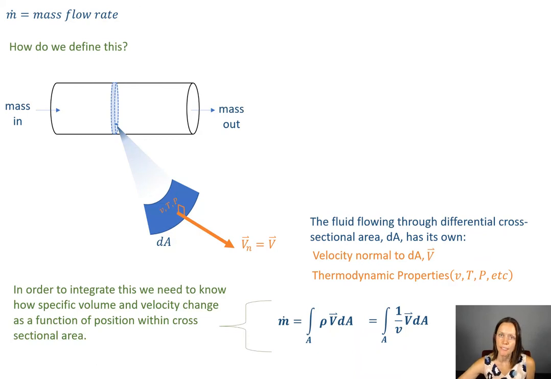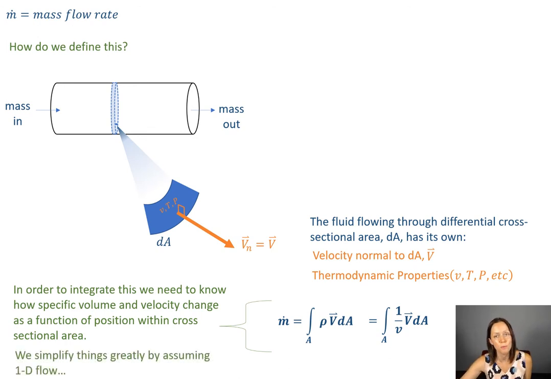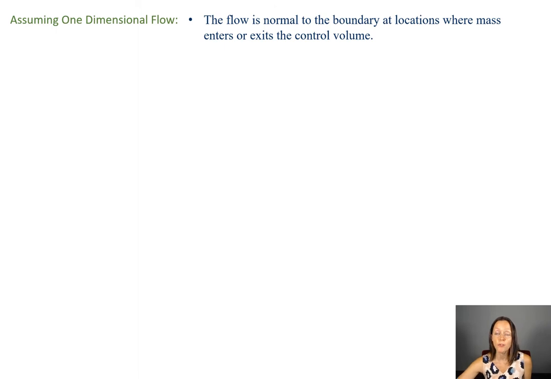And in order to integrate, in order to calculate m dot, we need to know how the specific volume and how the velocity change across that cross-sectional area. We have to be able to do that. And we can simplify this equation greatly by just assuming one-dimensional flow. Well, what does that mean? Well, let's see. It says the flow is normal to the boundary at locations where mass enters or exits the control volume.